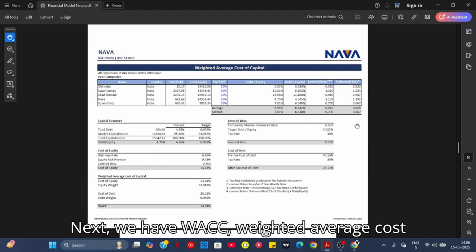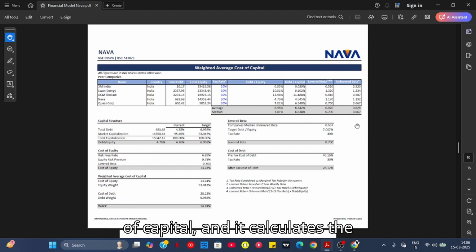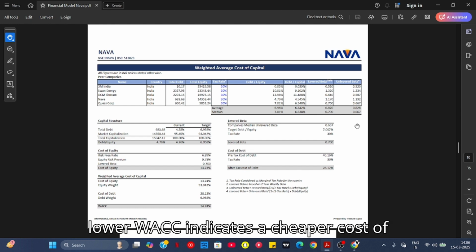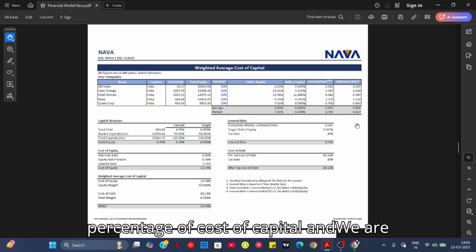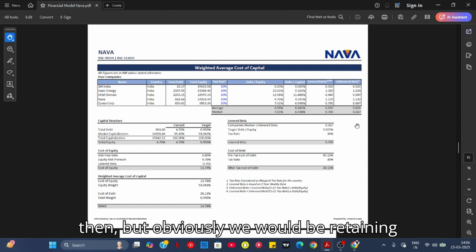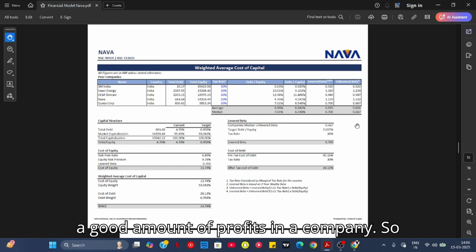Next, we have WACC, weighted average cost of capital, and it calculates the company's overall cost of financing, which includes cost of debt and cost of equity. And the analysis tells that a lower WACC indicates a cheaper cost of capital, which is good for business growth. It's simple. If we have a lower percentage of cost of capital and we are earning a higher percentage in a business, then obviously we would be retaining a good amount of profits in our company.